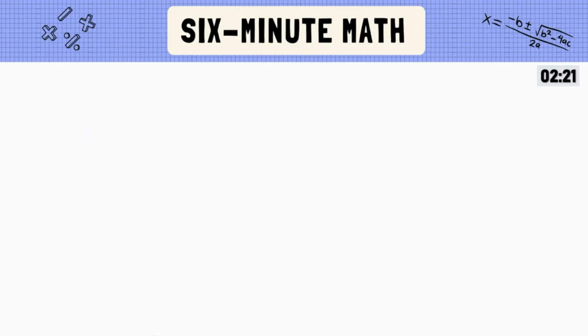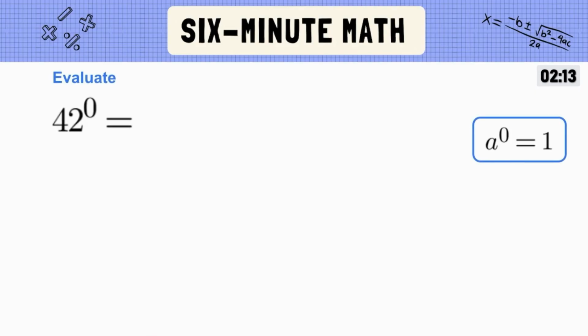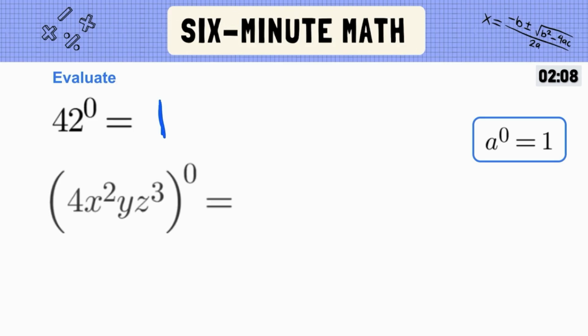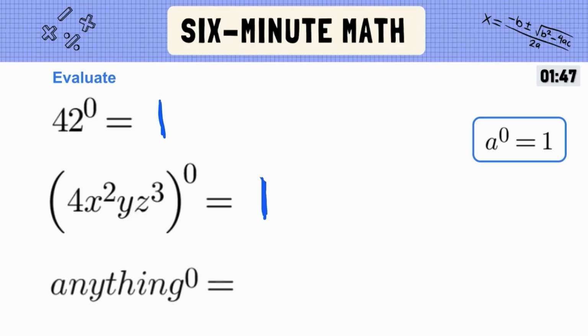So using this in some examples, I would evaluate 42 to the power of 0. I know that anything to the power of 0 is going to equal 1. So much so that it doesn't matter what I have in brackets. I have 4x squared yz cubed, because all of that is the base of this exponent of 0. That would mean that that is also equal to 1. So much so that if I were to say anything to the power of 0 is equal to 1.